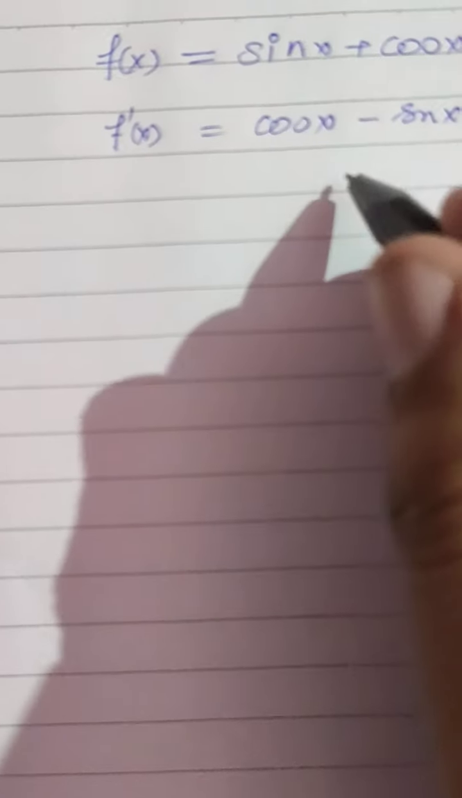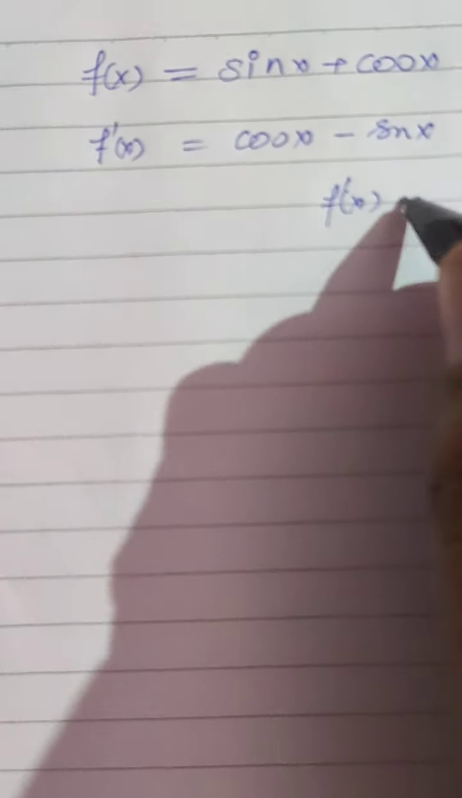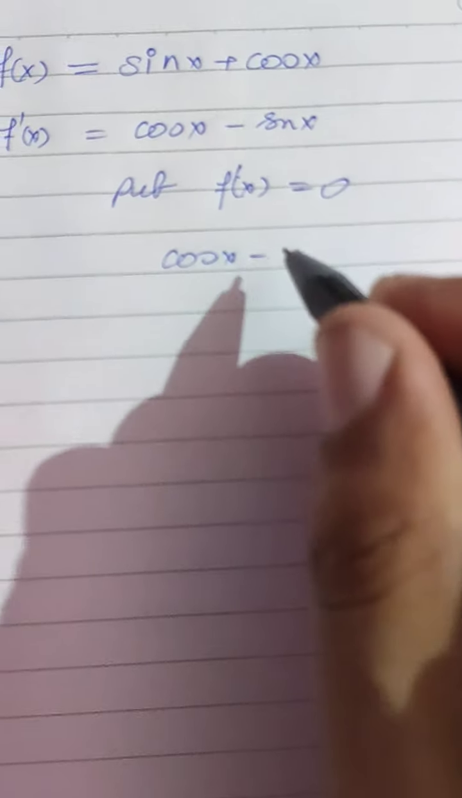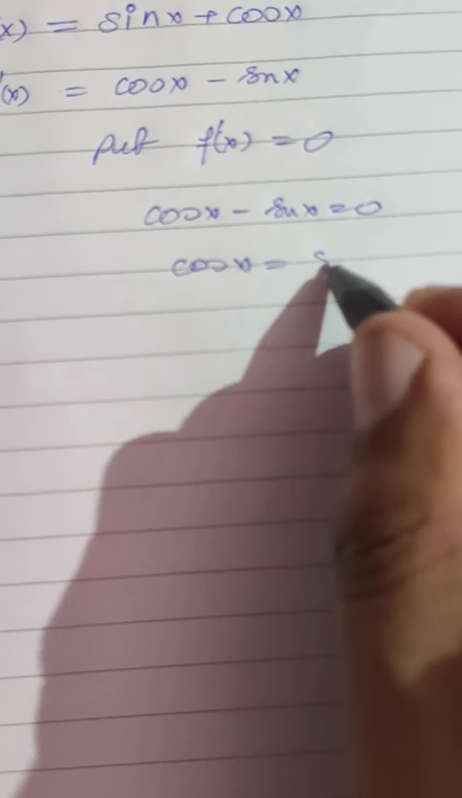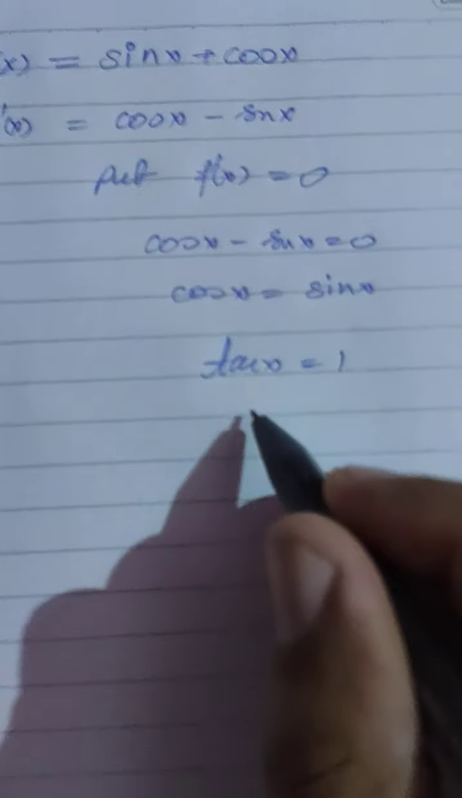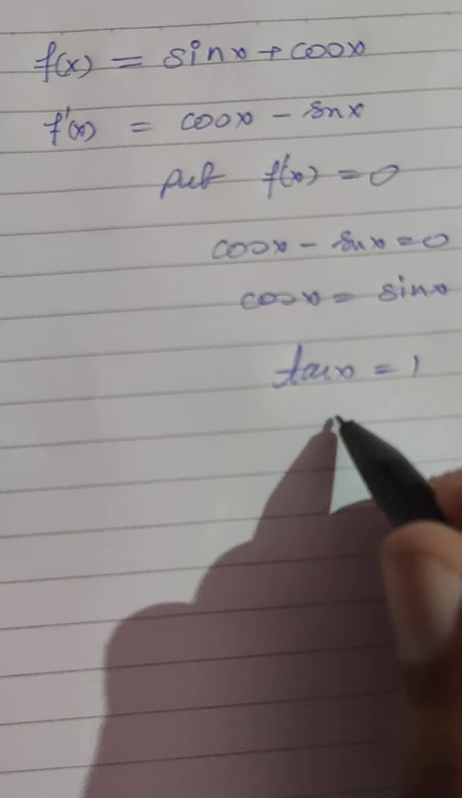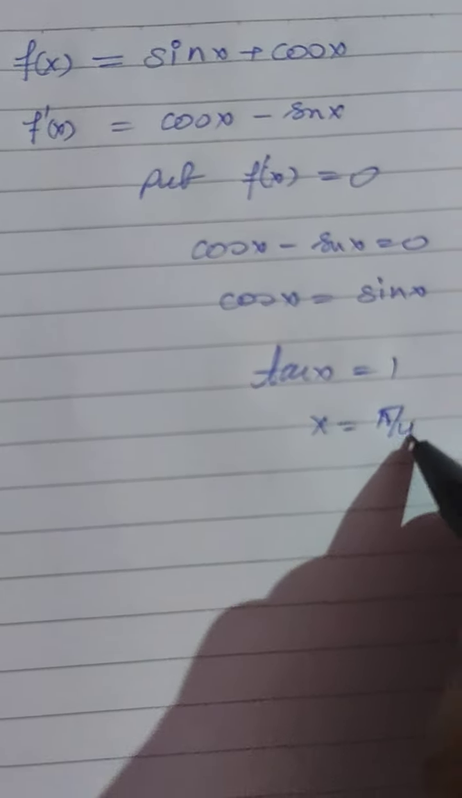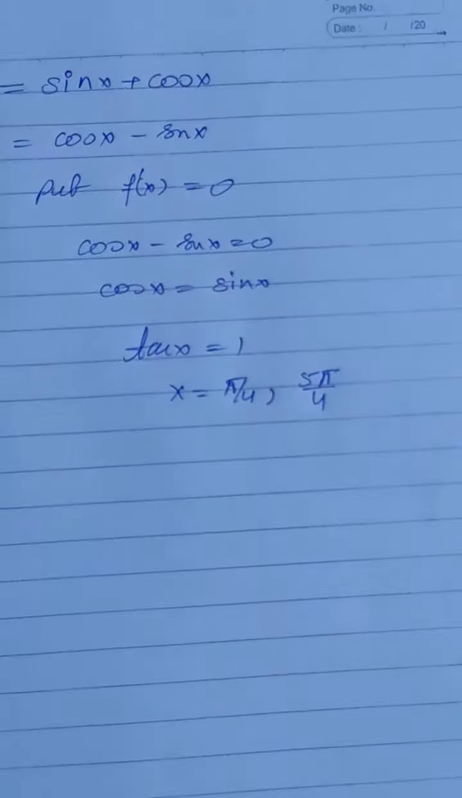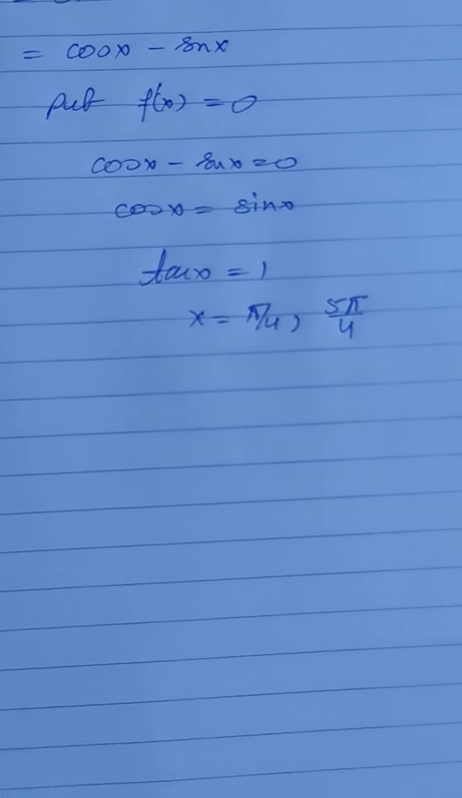The next step is we need to put f'(x) = 0. That is cos x minus sin x equals 0, or cos x equals sin x. That is tan x equals 1. It is only possible when x equals pi by 4, and tan is also positive in the third quadrant, meaning pi plus pi by 4, or 5 pi by 4. At these two values, tan x will be 1.